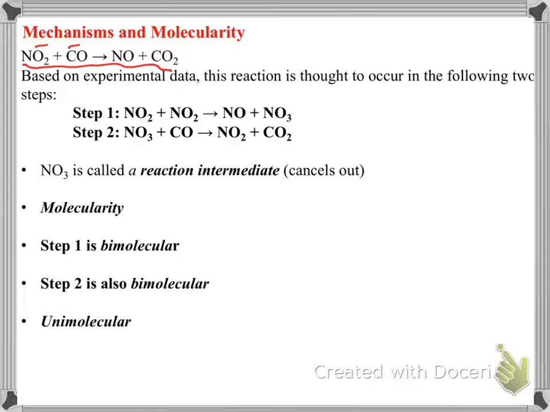In step number 1, two molecules of NO2 are colliding to make NO and NO3, and in step number 2, this NO3 reacts with CO to form NO2 and CO2. If you look at this final reaction, NO3 is not even there. So that means NO3 is appearing in step 1 and disappearing in step 2. So this is called a reaction intermediate that cancels out. If you add these two steps, you will get the reaction.